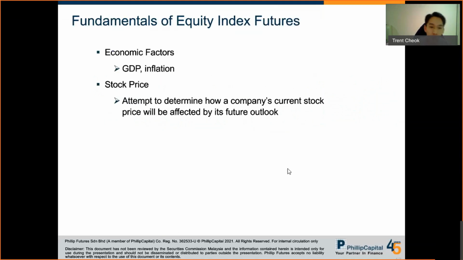But today we will look at two specific elements, which are economic factors and stock price. For economic factors, based on my experience, there are two economic indicators which will tell you the general direction of the stock equity index futures. In this case, it's FM70. We'll be looking at GDP and inflation. I'll explain to you why I prefer to look at these two compared to the rest of the economic indicators. And next, we will look at the stock price, and how the future expectation of the stock price affects the future direction of the FM70 index.